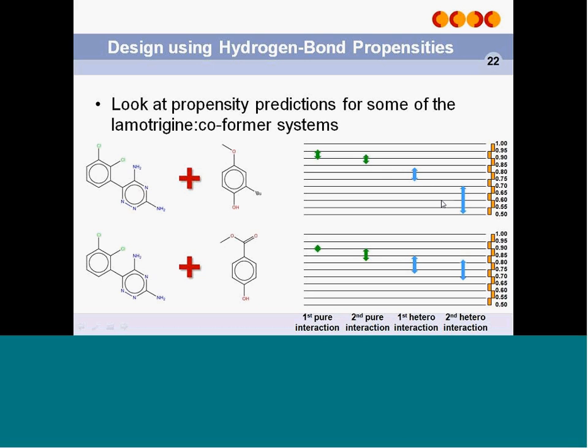And you can see for the top case, there's no overlap between the pure interactions and the hetero interactions. So this is indicating that the target to co-former interactions are not competitive with the pure form interaction. At the bottom, with the methylparaben case, we can see that again the pure form interactions are very strong and are given very high propensities based on the model. But we can see in blue that the hetero interactions are overlapping with the pure interactions. So here we can see that there is definite competition between those motifs in this target co-former model.